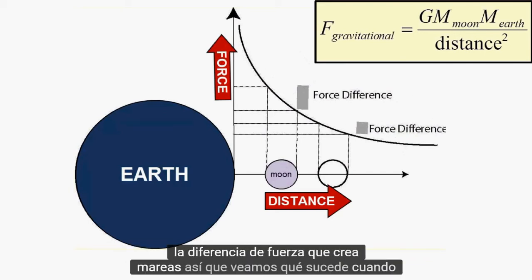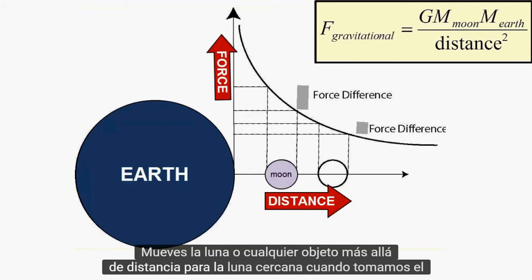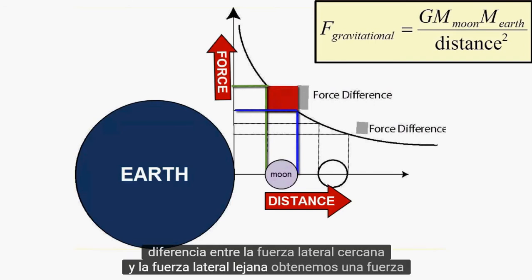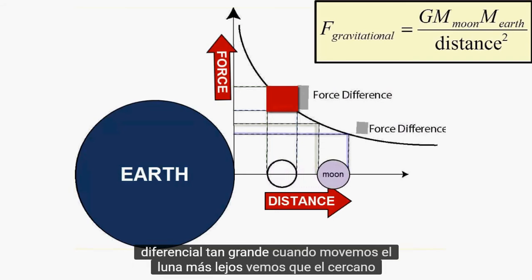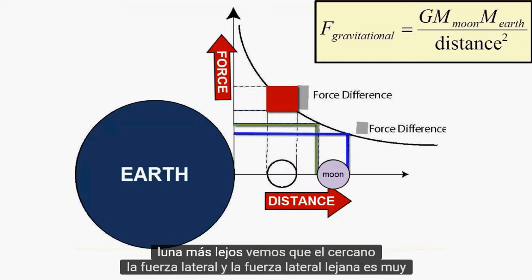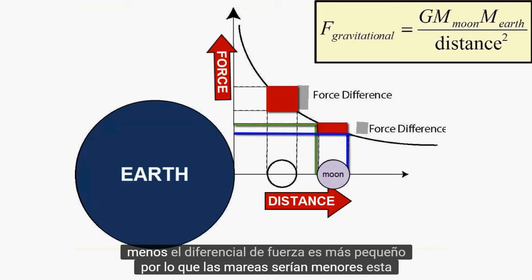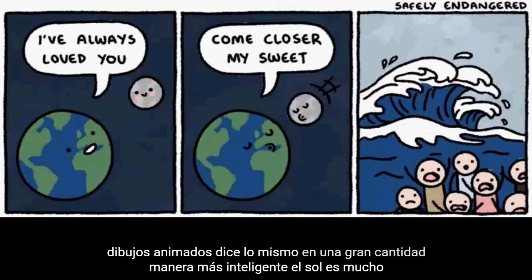So let's look at what happens when you move the Moon or any object further away. For the close Moon, when we take the difference between the near side force and the far side force, we get a force differential this large. When we move the Moon further away, we see that the near side force and far side force are very close, so the force differential is smaller, and the tides would be smaller. This cartoon says the same thing in a much more clever way.